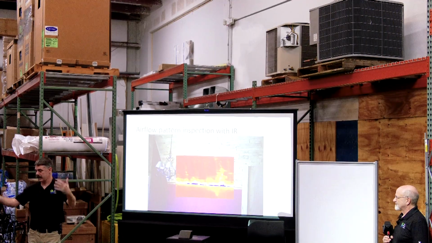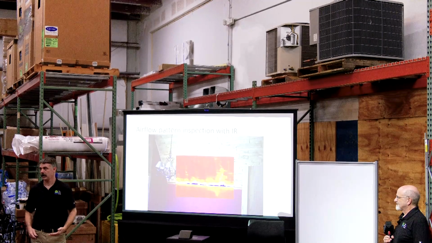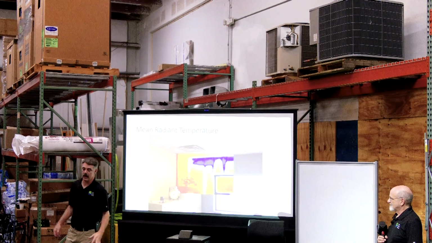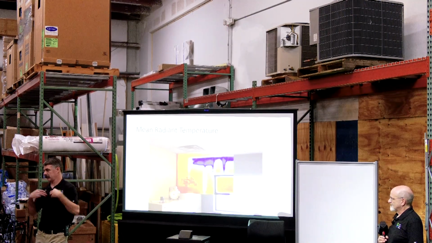Because surface temperature control is very important, now I can visualize that real fast and easily. I can look at mean radiant temperature. Now this, obviously there's some insulation missing in those cavities up there, but mean radiant temperature is the average temperature of all those surfaces in that room that affect me because I'm constantly radiating heat.